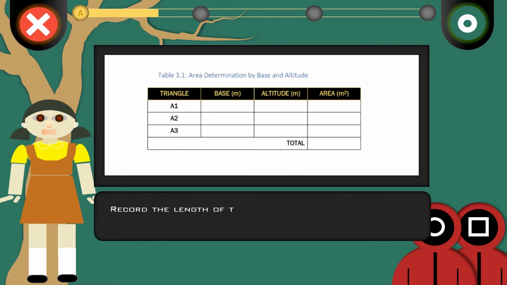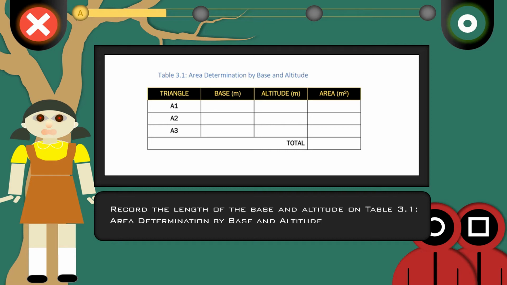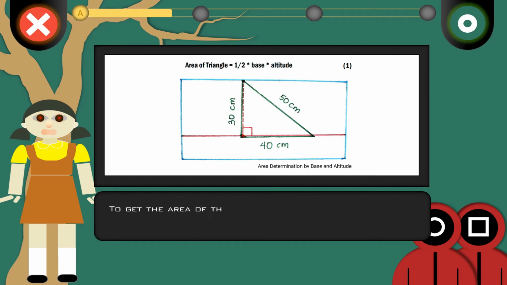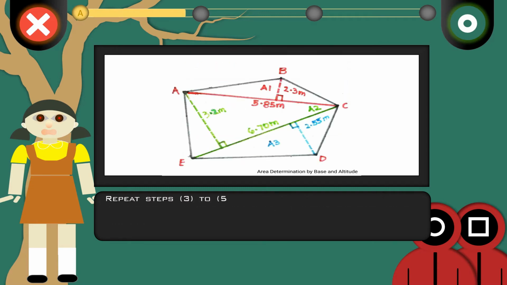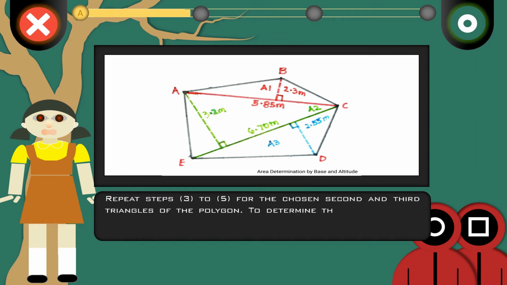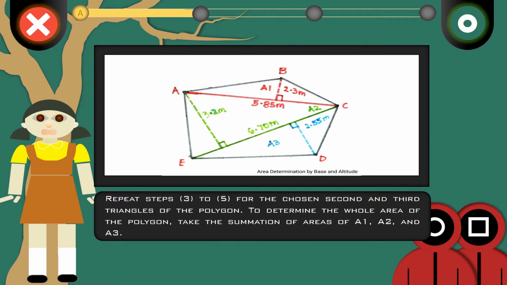Fifth, record the length of the base and altitude on table 3.1, area determination by base and altitude. Then, to get the area of the triangle as shown in equation number 1, divide the product of the base and altitude by 2. Sixth, repeat steps 3 to 5 for the chosen second and third triangles of the polygon. And to determine the whole area of the polygon, take the summation of areas of A1, A2, and A3.